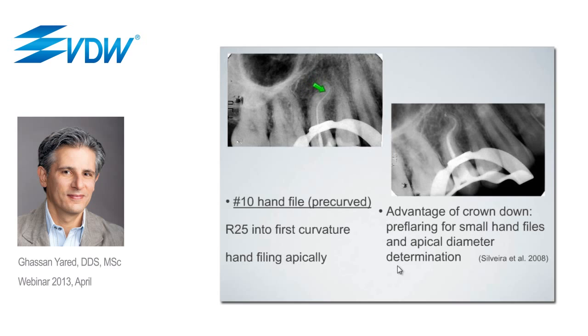By using the Reciproc instrument up to this stage, the coronal obstacles were removed, and therefore the use of small hand files in the second curvature became easier and safer. And this is the obturation of the root canal.